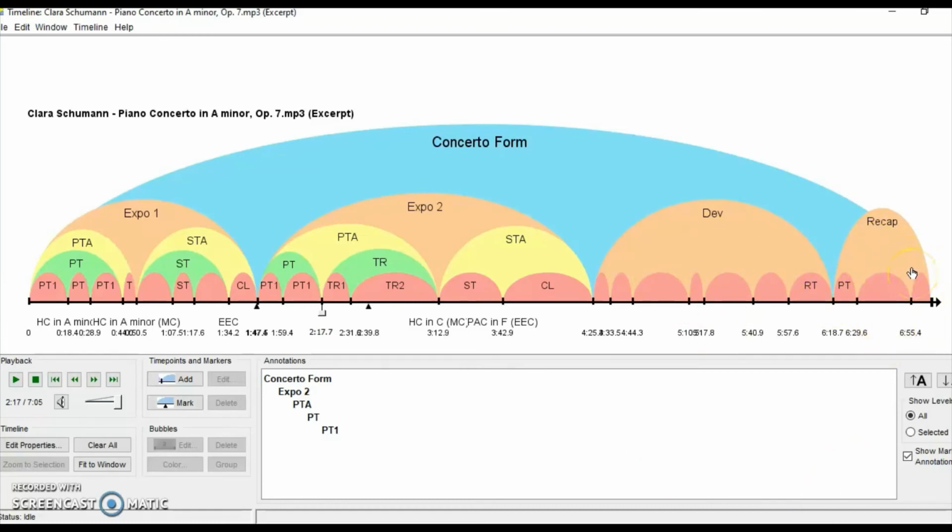Now what's really interesting about this recap is that it's a lot shorter. Usually the recap will look a lot more like the exposition, and this recap does indeed alternate between the soloist and the full orchestra, but it does not seem to really mirror this exposition. This really leads directly into that second movement, which I won't discuss here, but is very interesting and I recommend you go listen to it.